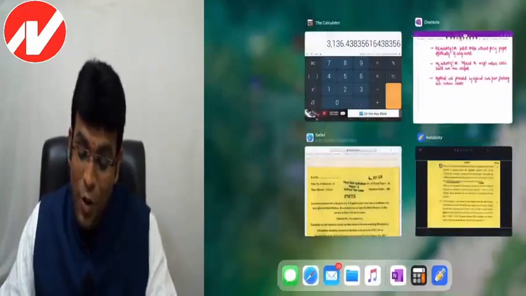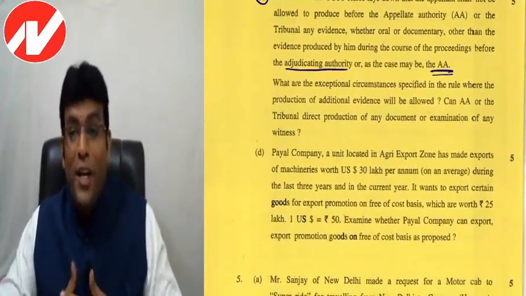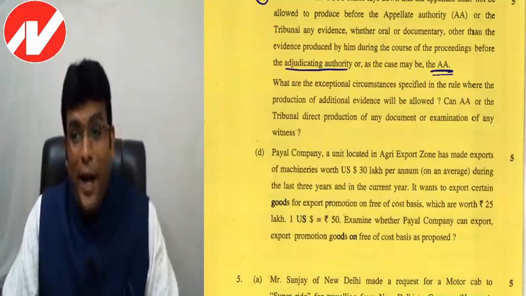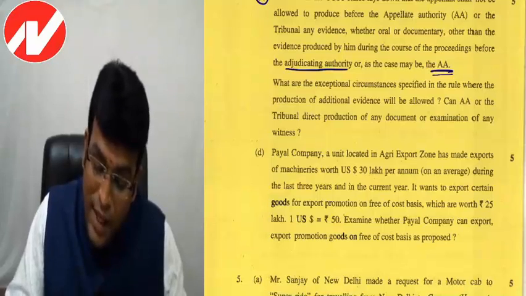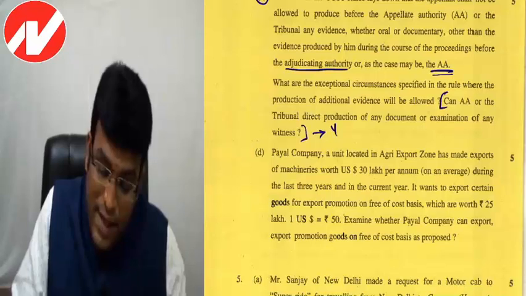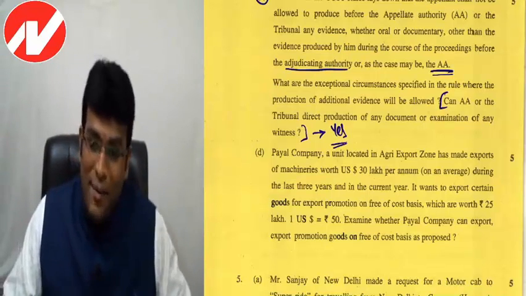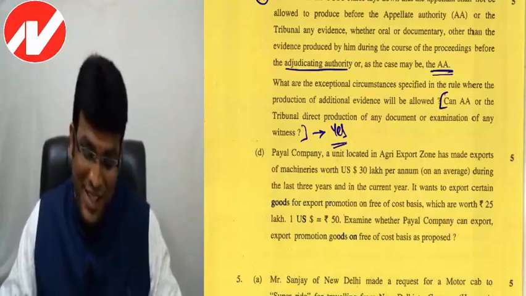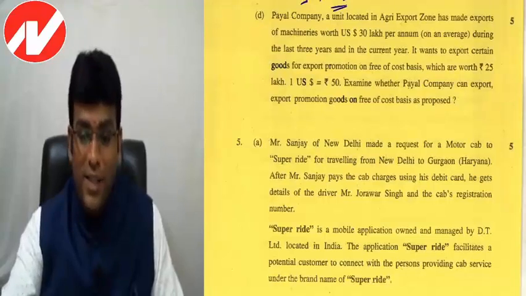Done. What else they asked? One more point they asked in the question is that, can the appellate authority or tribunal direct production of any document or examination of any witness? 100% they can do this, my dear friends. They always have the power to direct production of any document or examination of any witness. Done. Next bit. D bit, come on, see that question.